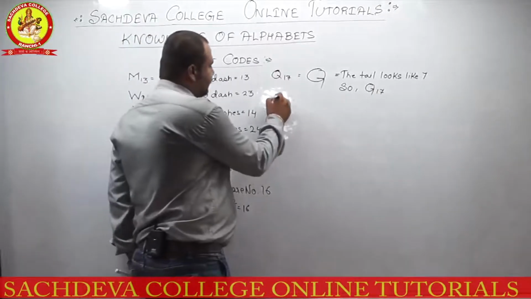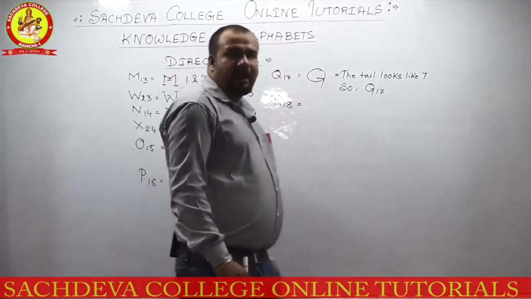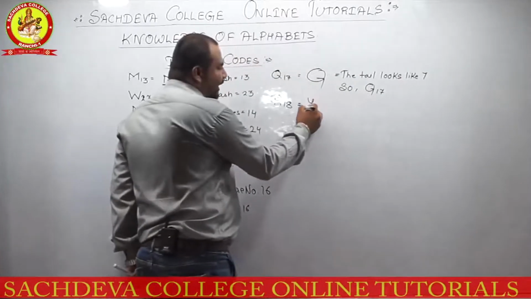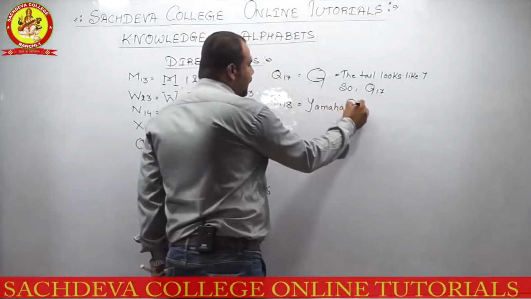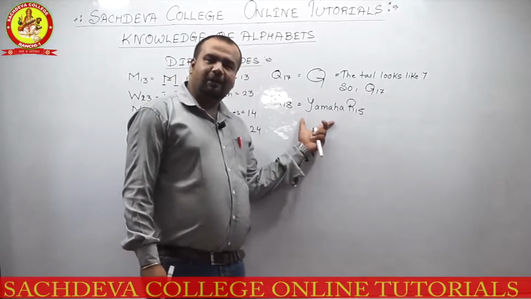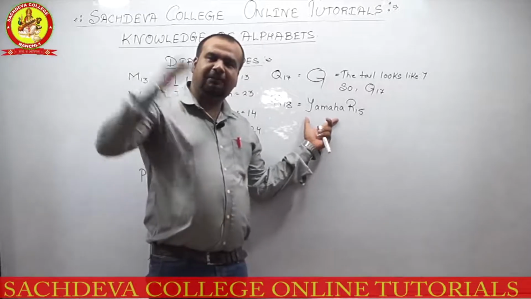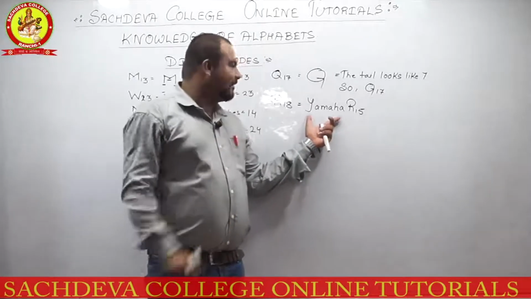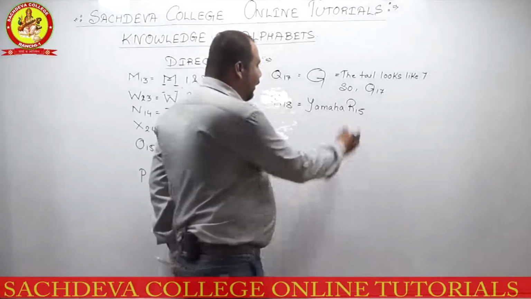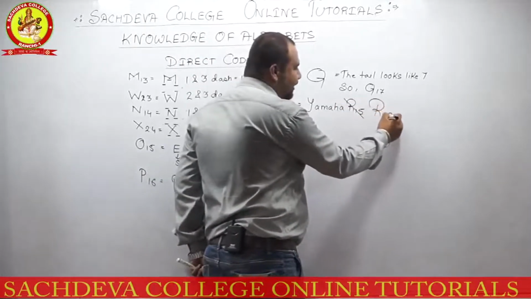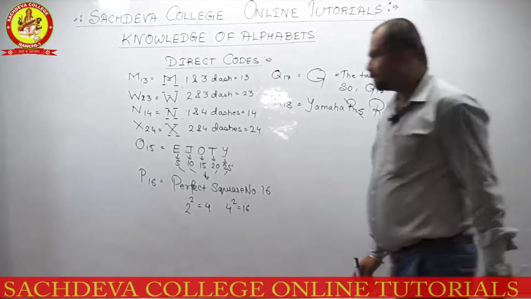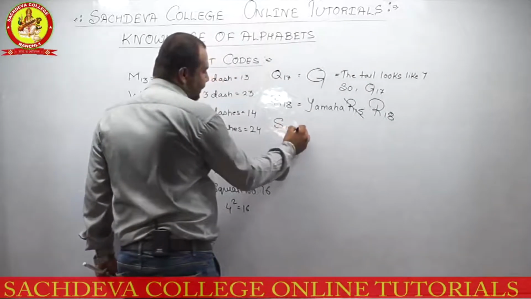Next, R18. How can we remember about R18? It is very simple. For R we have a motorbike named Yamaha R15. Now, when we talk about Yamaha R15, this particular model has been launched for the first time, and yet it has not been modified. So, we the students of competitive exams, we are going to launch a new motorcycle, and that motorbike name is Yamaha R18. So, it's very simple to recognize Yamaha R18. Yes or no?